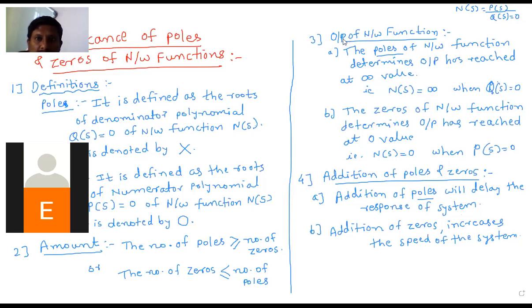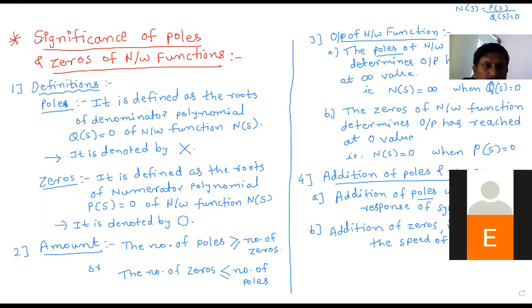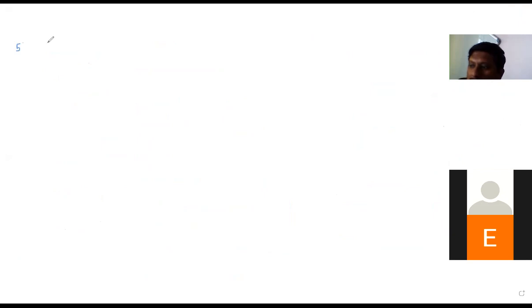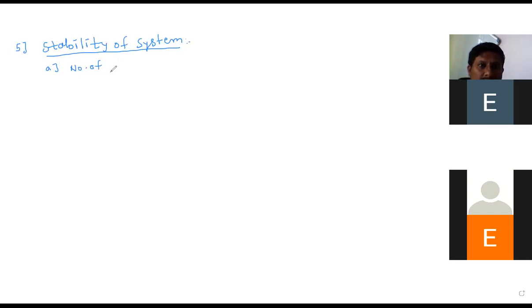Okay. So 5th point we can discuss. Stability of the system we have already discussed, but that we have to write in the significance. Stability of the system we can find out from the poles and zeros. So that we have to add, a point. What will be the stability condition? What is required for stability? 2 conditions will be there. Number of poles should be greater than or equal to number of zeros. That is the first condition.